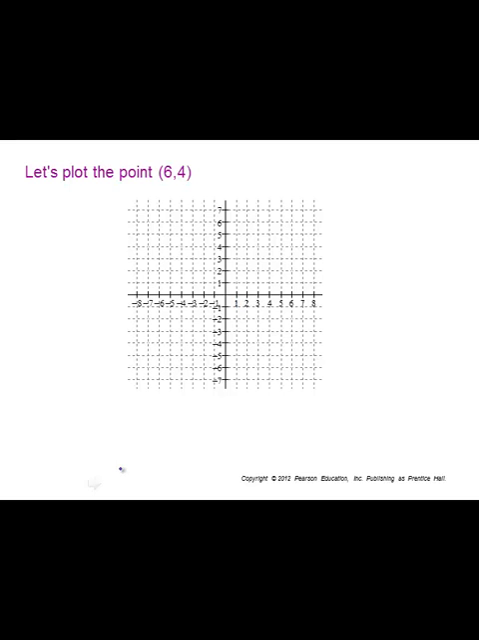First of all, the point at (6, 4), where is that? Where you go right 6 units and up 4 units. And there it is. There's the point at (6, 4). What about the point (-3, -5)? We're going to go left 3 units and down 5 units to get that point.